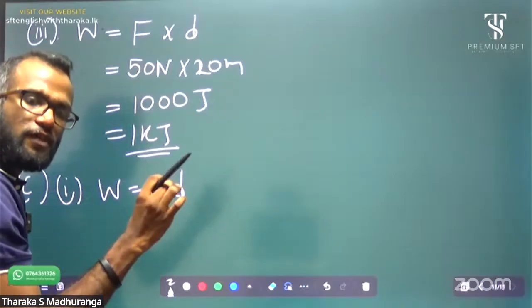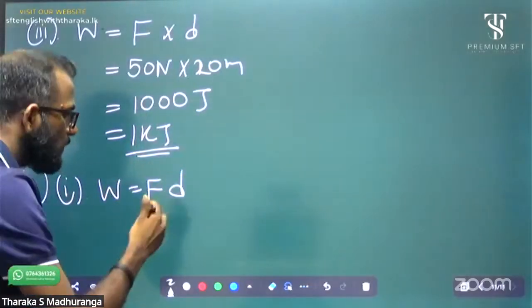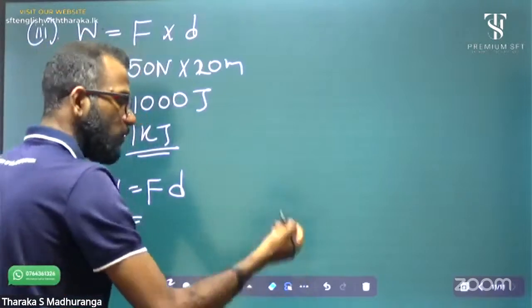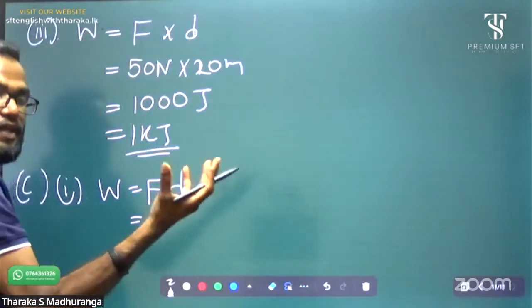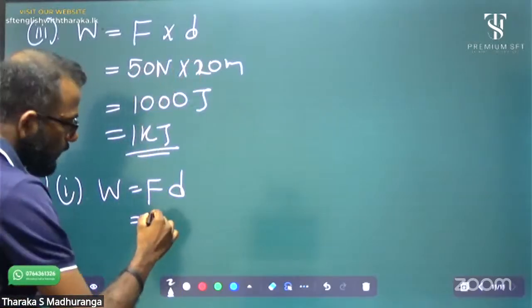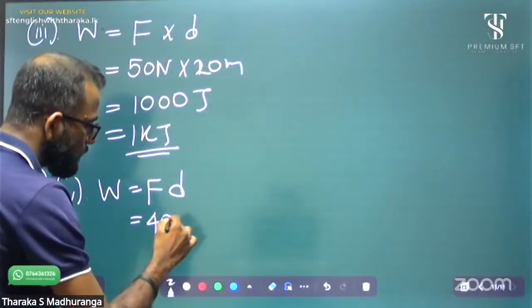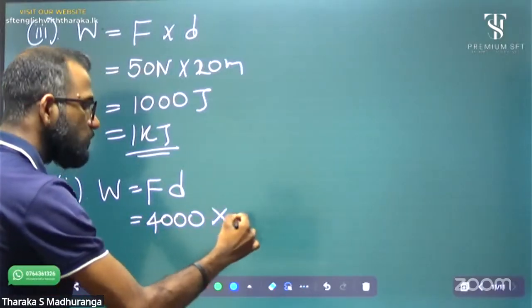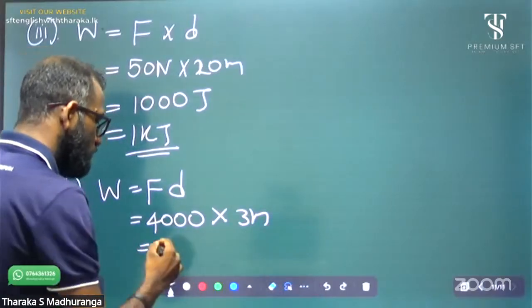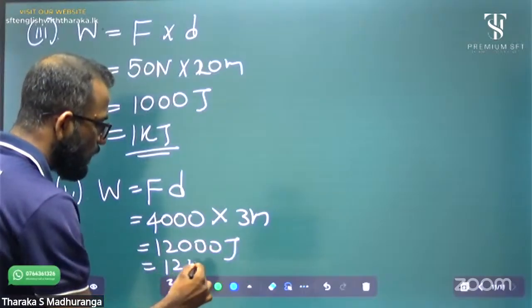Okay, what is the force? Force equals the minimum force requirement, the weight of the object, which is 400 kilogram. Only the crate is lifting, right? Without the trolley. Then 400 into gravitational acceleration, 10, into displacement 3 meter. It's 12,000 joule, or 12 kilojoule. That is one method.